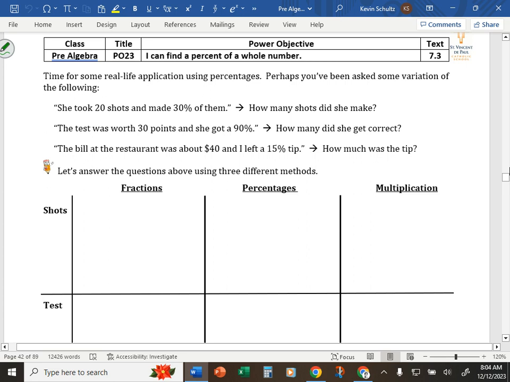Algebra, we are learning how to mentally calculate percentages, particularly ones that deal with tens and fives, like 30%, 90%, even 15%. And I'm going to show you three different methods.